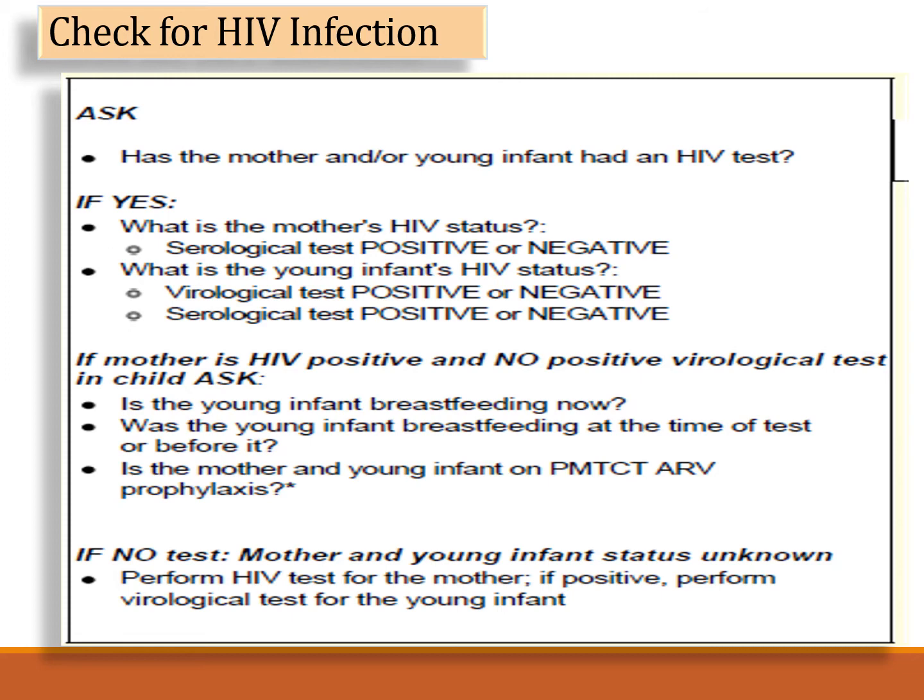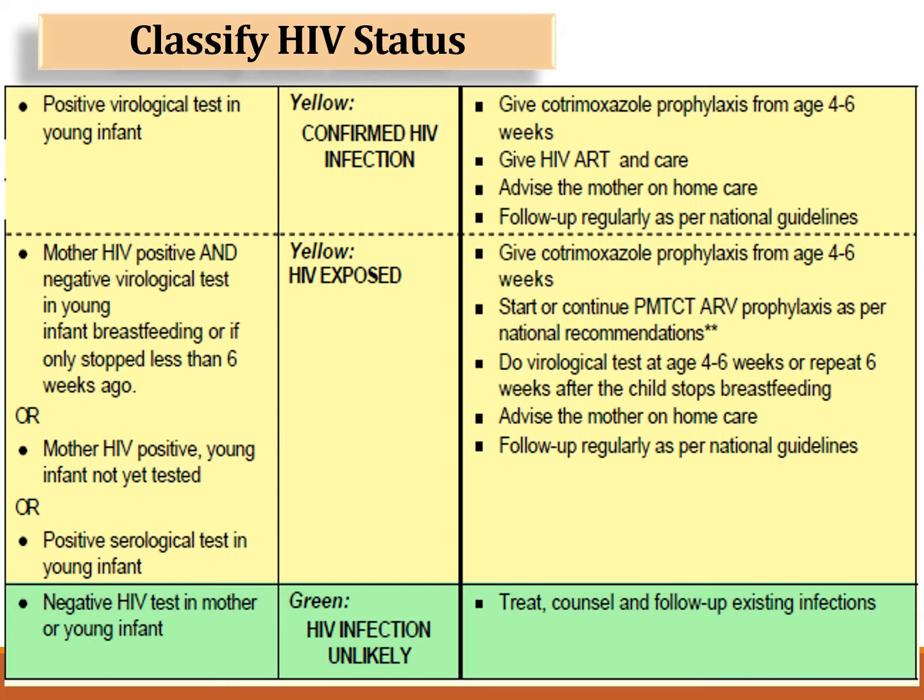If the mother is HIV positive and there is no positive virological test, ask, is the young infant breastfeeding now? Was the young infant breastfeeding at the time of the test or before it? Are the mother and the young infant on PMTCT ARV prophylaxis? If no, test the mother, and if the young infant's status is unknown, perform an HIV test for the mother. If positive, perform a virological test on the young infant. Then you classify them into whether confirmed HIV infection, HIV exposed, or HIV infection unlikely.